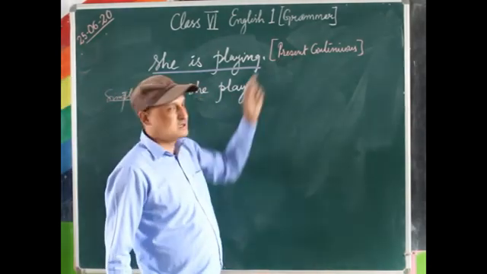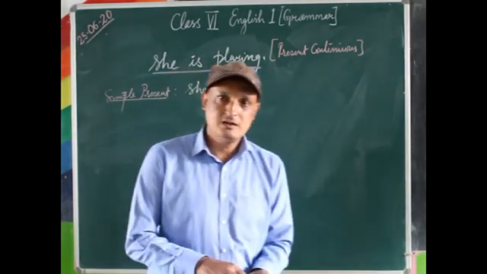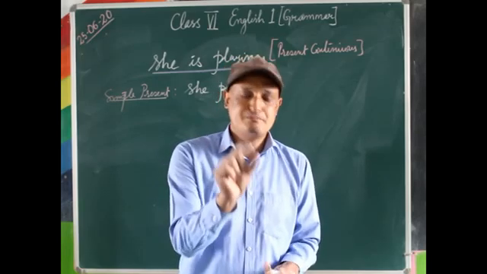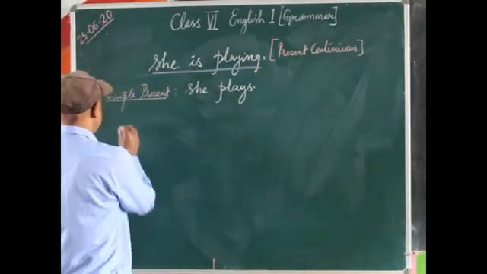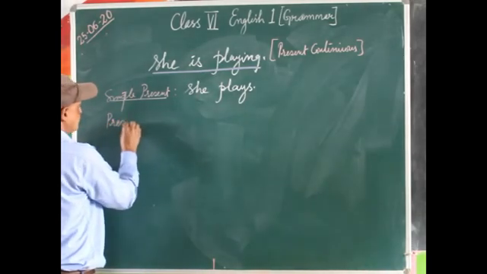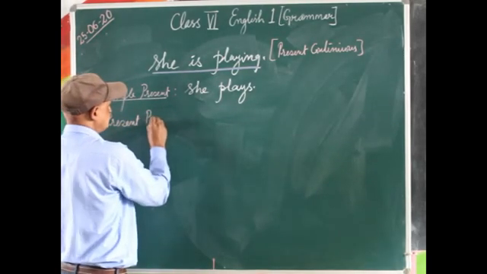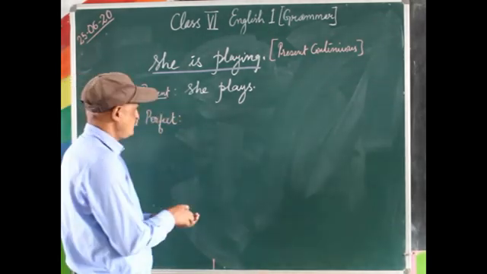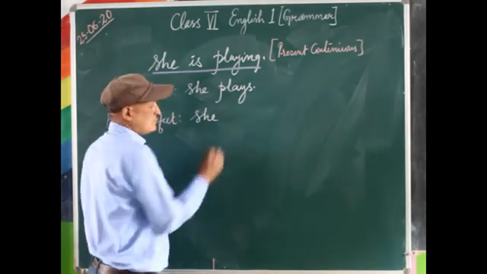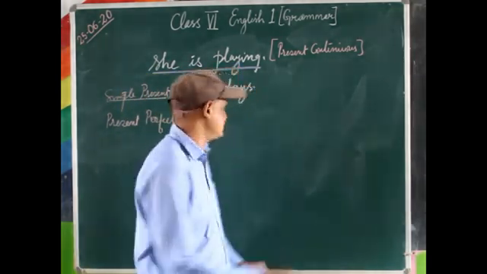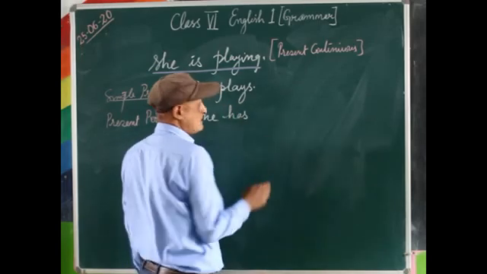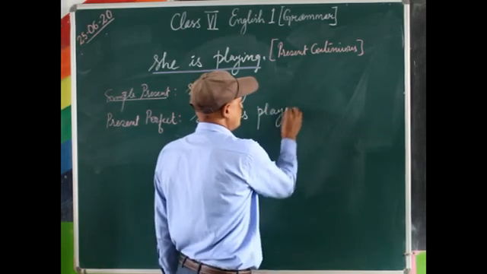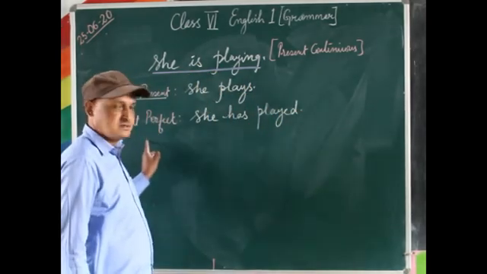We already have the present continuous. Now what is left? The next one, present perfect. In the present perfect, what do you use? The past participle and the helping verbs. Present perfect, what will happen? Third person is there, we'll have it as this. She, which helping verb will you use? Has. Has, past participle of play, played. She has played. Got it?